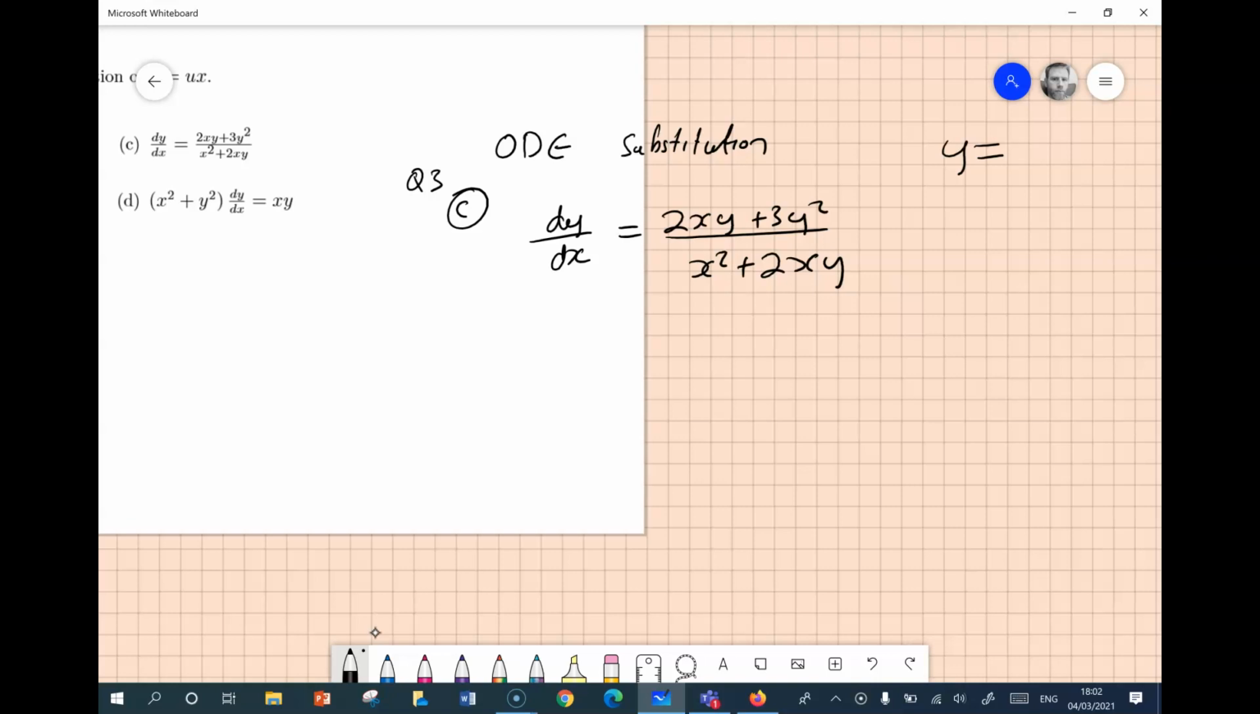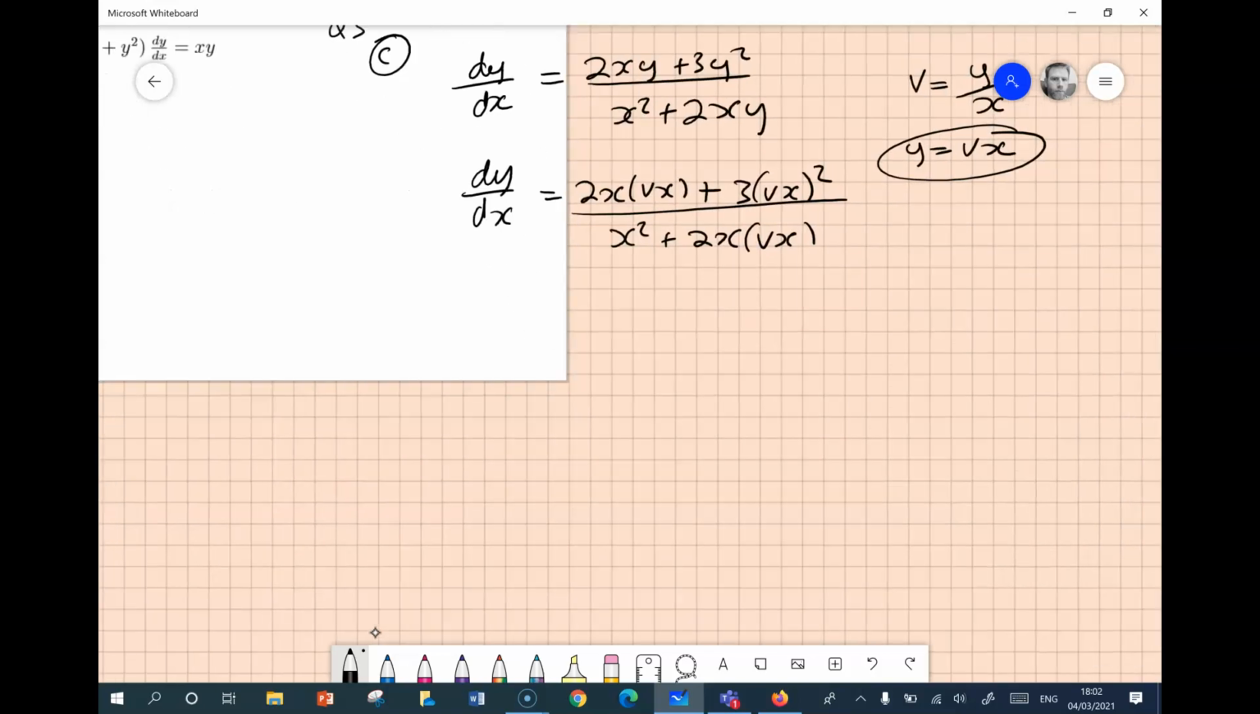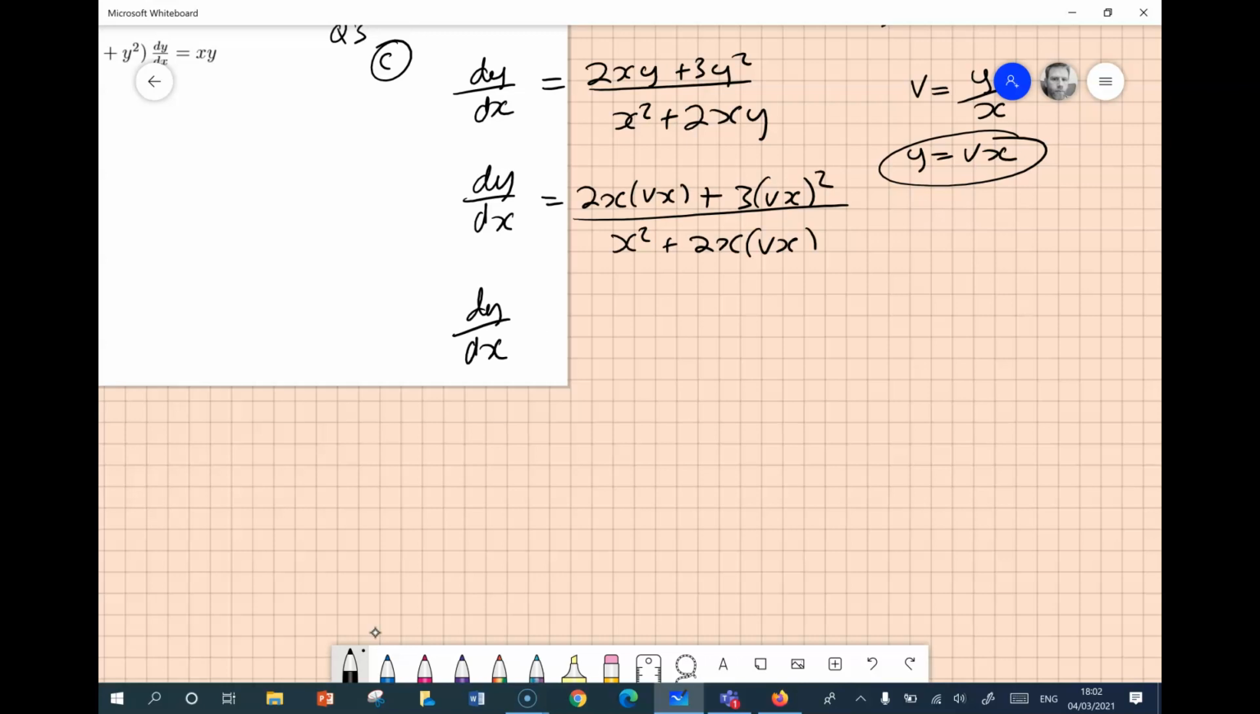As before, we'll be substituting for v, and we'll let v equal y over x. So I'll rearrange that: y is equal to vx. Everywhere I see y now, I'm going to replace it with vx. So dy/dx is equal to 2x times vx, plus 3 times (vx) squared, all over x squared plus 2x times vx. Okay, I'm going to tidy that up some. So dy/dx is equal to 2x²v plus 3x²v², all over x² plus 2x²v.